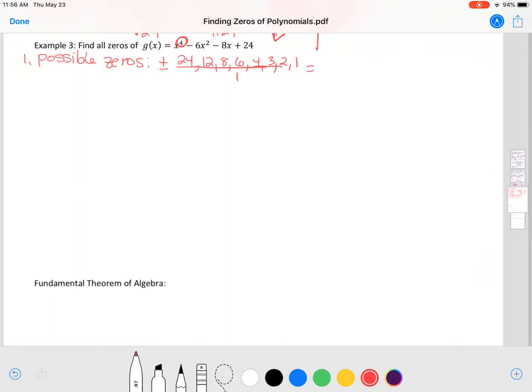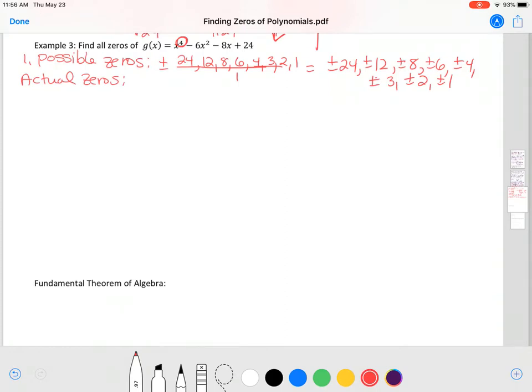So when I list out all my possibilities, it would be plus or minus 24, plus or minus 12, plus or minus 8, plus or minus 6, plus or minus 4, plus or minus 3, plus or minus 2, plus or minus 1. Now, I'm going to plug those into my calculator.